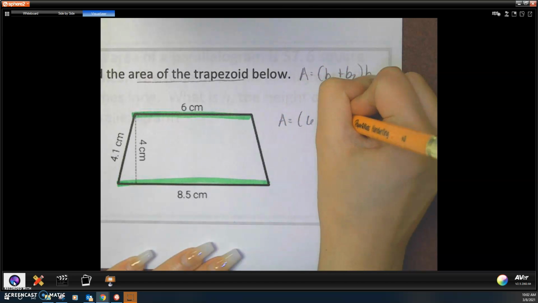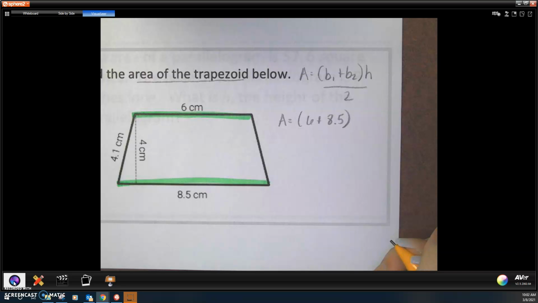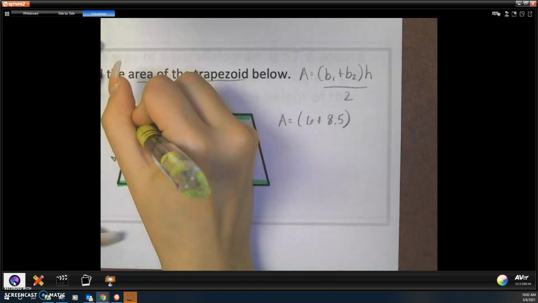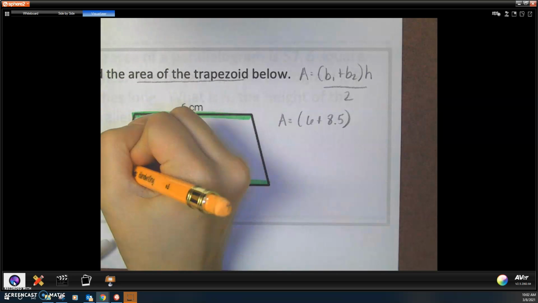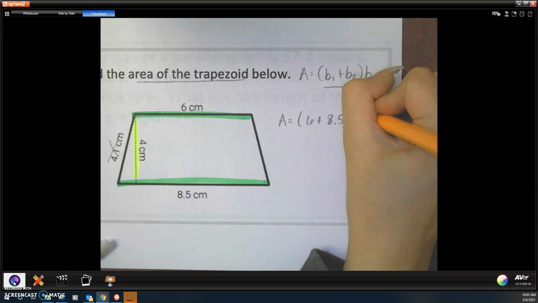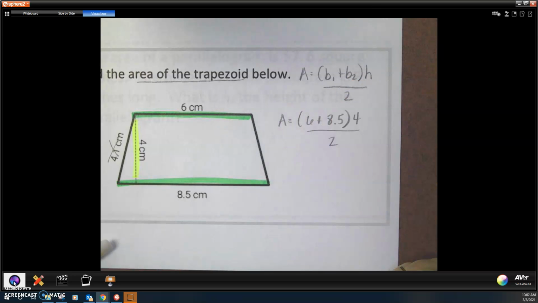So 6 plus 8.5. My height is the side that is straight. Remember, how do you stand at the doctor's for them to measure your height? You stand up straight. You never use the slanted. So my height is 4, and then we divide it by 2.